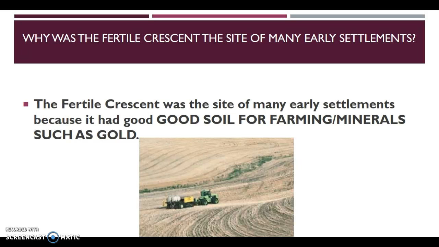Why was the Fertile Crescent the site of many early settlements? The Fertile Crescent was the site of many early settlements because it had good soil for farming or minerals such as gold.